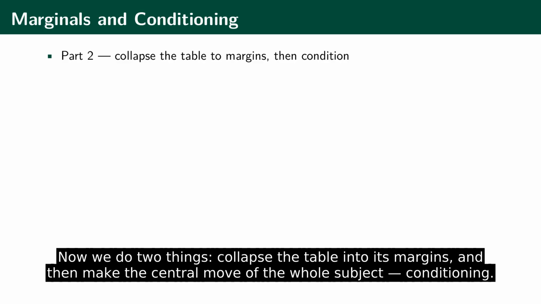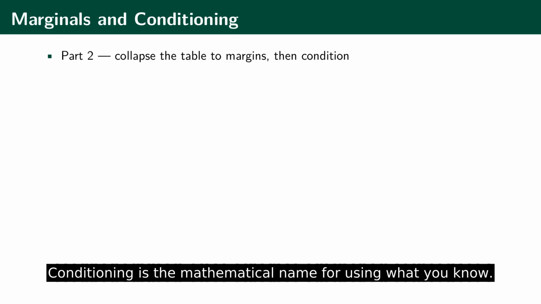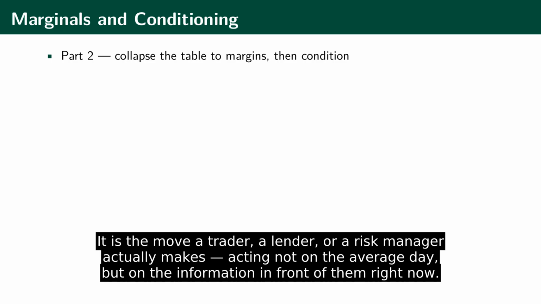Now, we do two things: collapse the table into its margins, and then make the central move of the whole subject, conditioning. Conditioning is the mathematical name for using what you know. It is the move a trader, a lender, or a risk manager actually makes, acting not on the average day, but on the information in front of them right now.